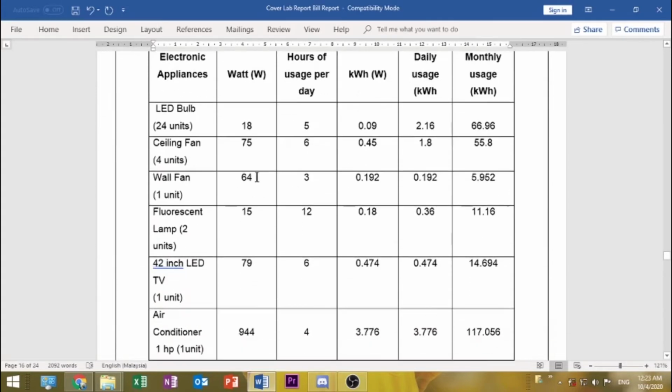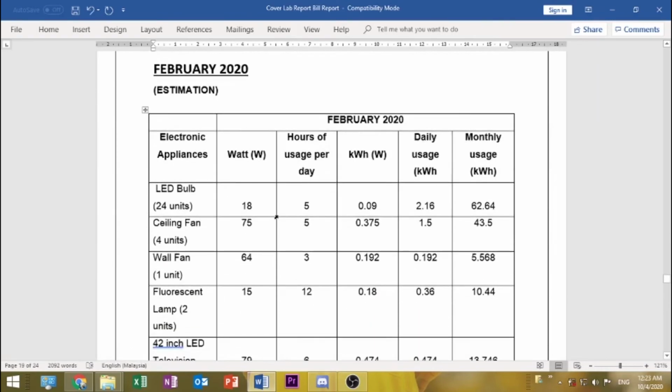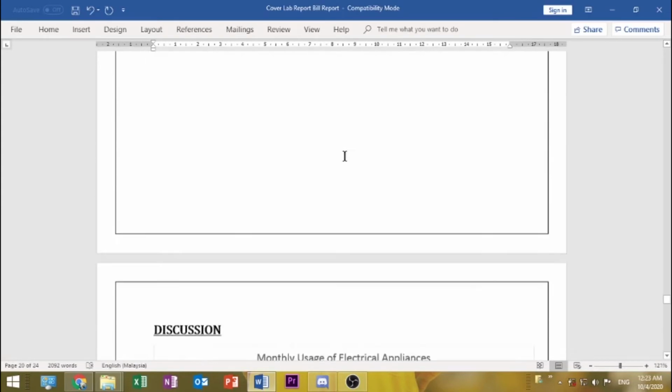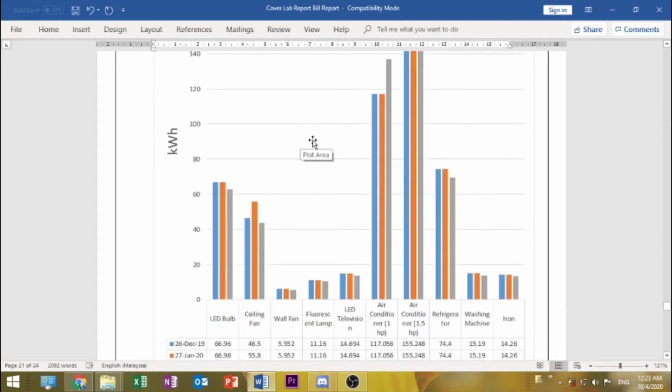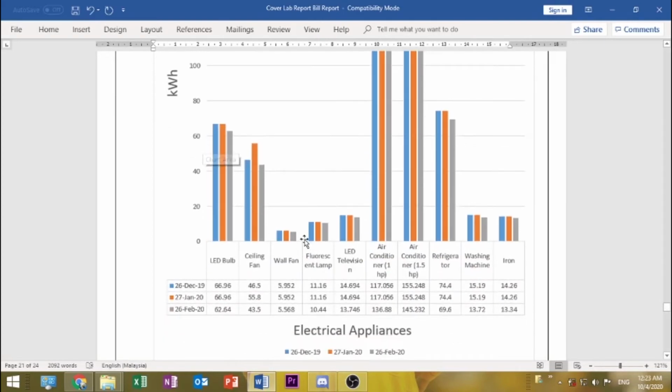So I did the same for the other months, except for February, because February only had 29 days in 2020. So for the daily usage, I took 2.16 and I multiplied it by 29 days. That is all for the bill calculation. And for the discussion, I made a bar graph of the monthly usage of electrical appliances. For the y-axis, it's the kilowatt per hour, and for the x-axis is the electrical appliances.